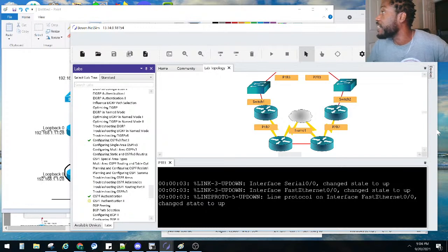STIG of the day. Y'all know what those are, right? Security Technical Implementation Guides. The Cisco BGP router must be configured to enable the Generalized TTL, or Time to Live, Security Mechanism, also known as the GTSM. GTSM is designed to protect a router's IP-based control plane from DoS attacks, or denial of service attacks.